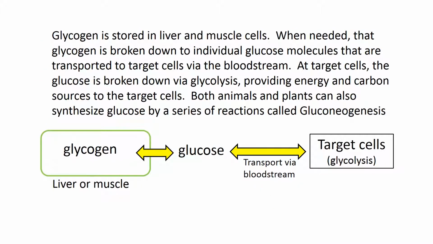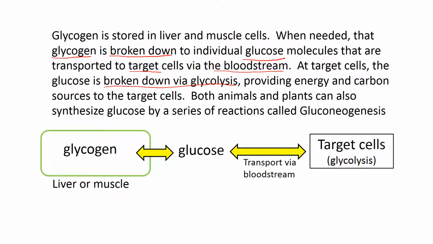Interestingly, glycogen is stored in liver and muscle cells, and when needed, that glycogen is broken down to individual glucose molecules. So the glycogen is broken down when needed, and the individual glucose molecules are transported to target cells via the bloodstream. Now, what happens at target cells? Well, at target cells, the glucose is broken down via glycolysis, and that provides energy and carbon sources to those target cells.